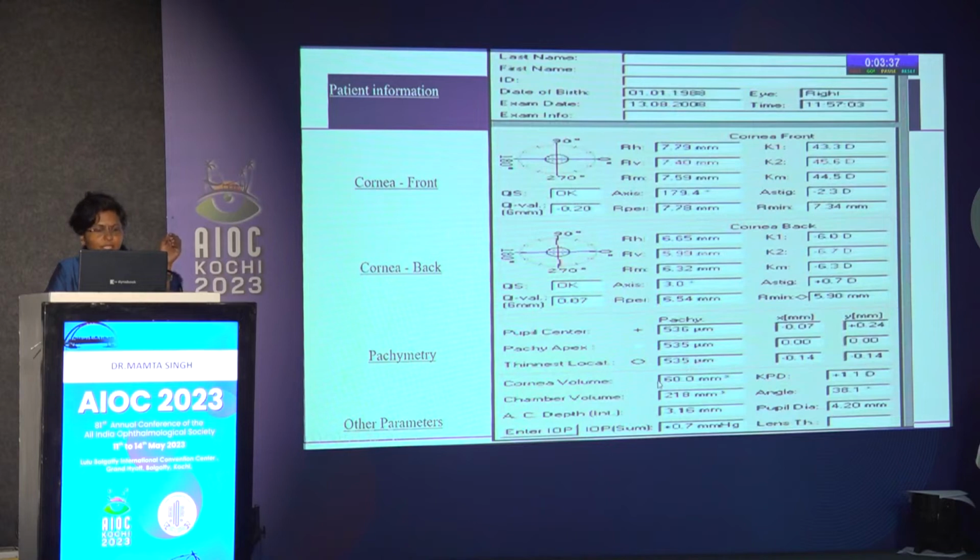Other parameters are like chamber volume and cornea volume. Cornea volume is important in cases of keratoconus, but the exact cutoff has not been clearly defined for the Indian population. Chamber volume is very important when it comes to phakic IOL.